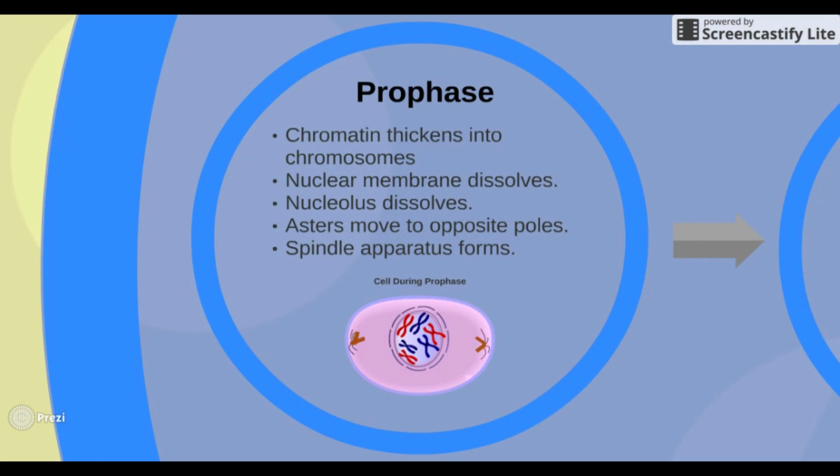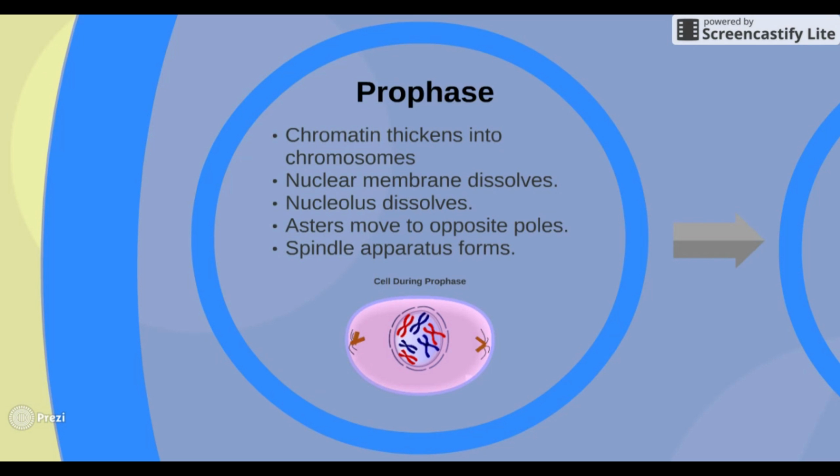The first stage of mitosis is prophase. In prophase, the chromatin condenses and thickens into chromosomes. This protects the DNA as it is being transported throughout the cell. Then the nuclear membrane dissolves. The nucleolus also dissolves after this.